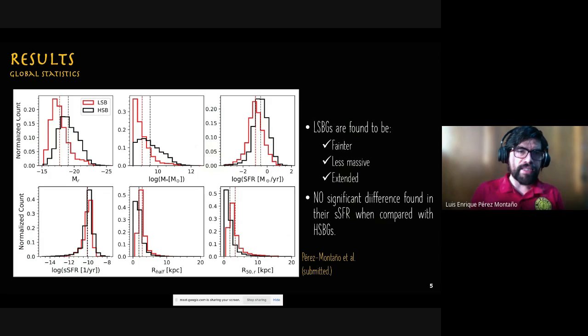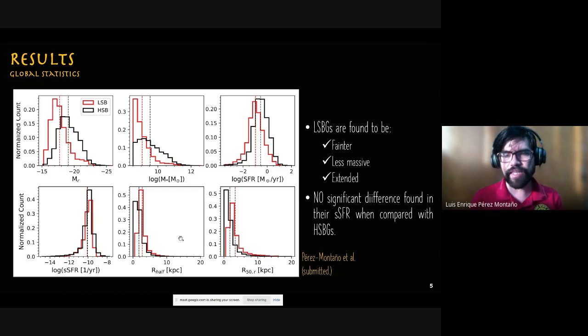So the global statistics that we found first in our sample is that LSBGs are found to be fainter, less massive and extended, as we expected, because many observational studies have shown that these are some of the main properties of these galaxies. But we found no significant difference in their specific star formation rates when we compare them with HSBGs.